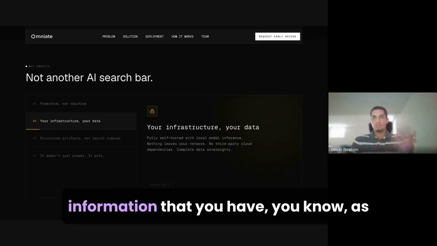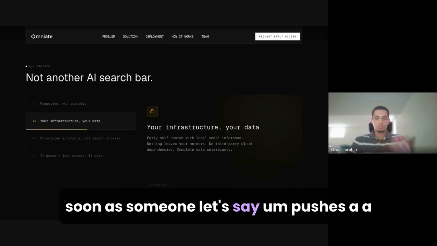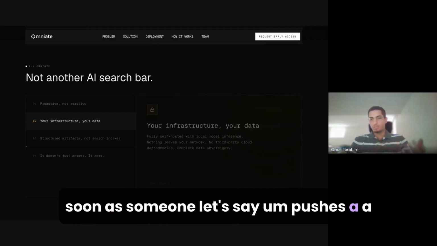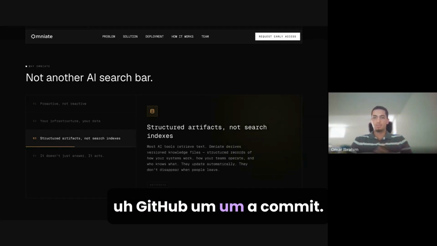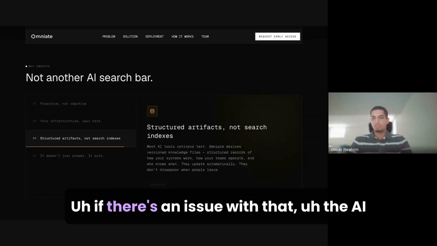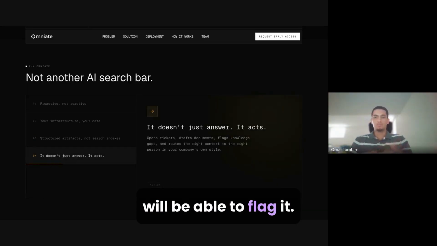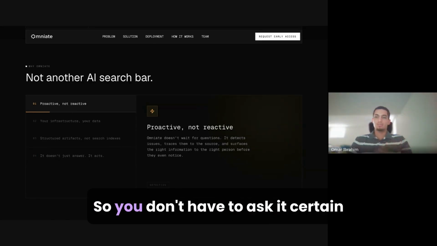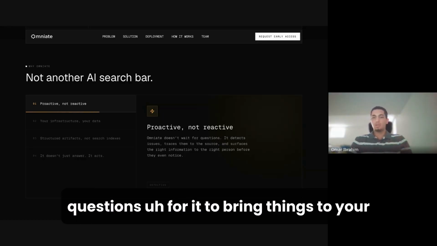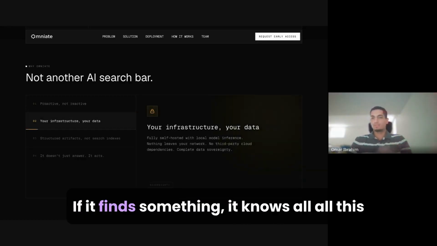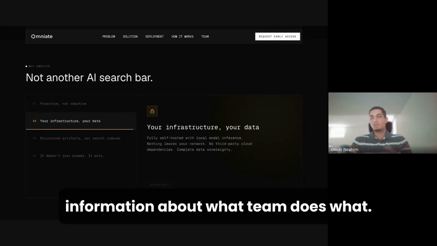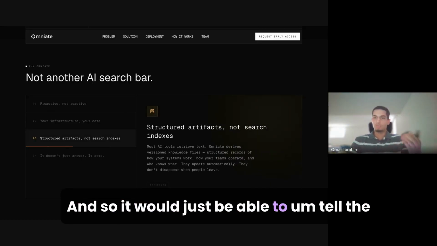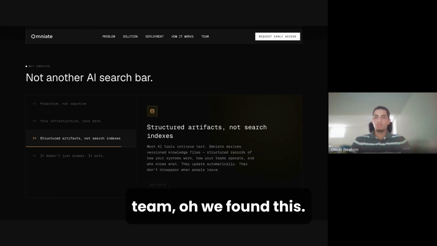And once again, with the information that you have, as soon as someone, let's say, pushes a GitHub commit, if there's an issue with that, the AI will be able to flag it. So it will be a proactive AI, not reactive. You don't have to ask it certain questions for it to bring things to your attention. If it finds something, it knows all of this information about what team does what, and so it would just be able to tell the team, oh, we found this.